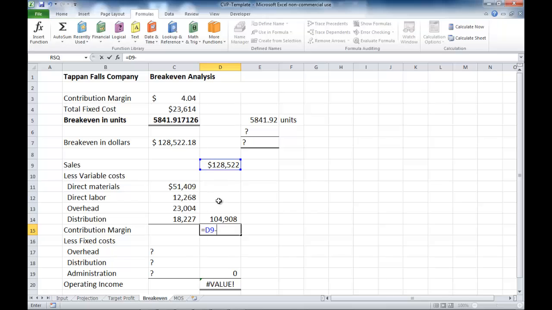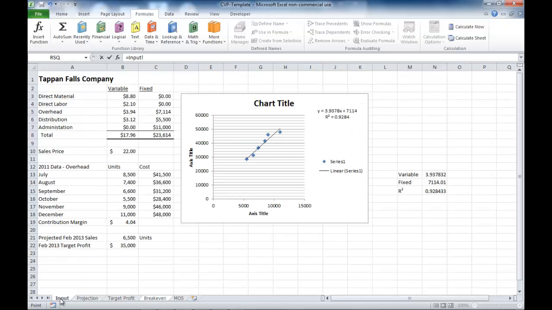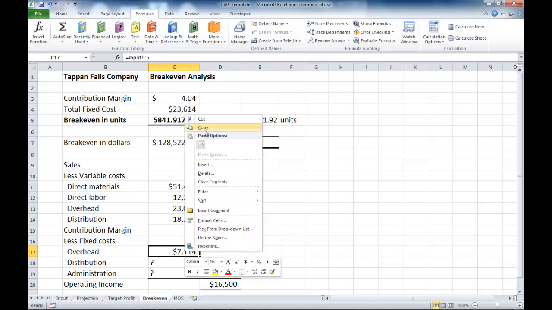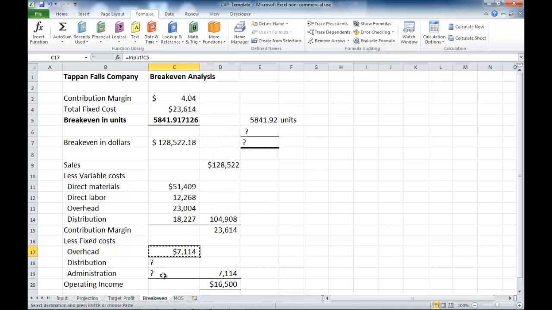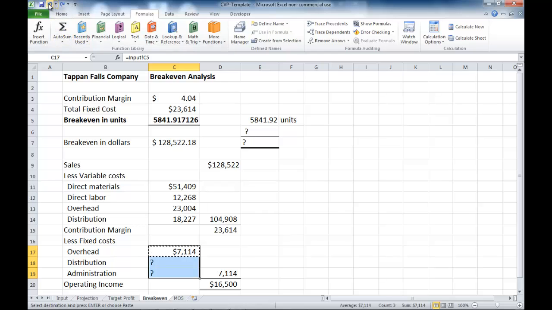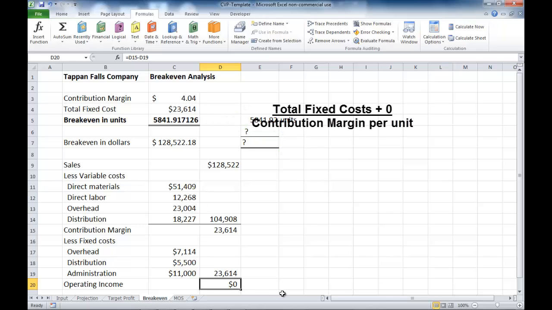I'll take my sales revenue minus the $104,908 in total variable cost, and I get a contribution margin of $23,614. So let's calculate our fixed cost. We'll go in and grab that fixed overhead again, and I'm going to copy that just like I did with target profit analysis. Paste it. And look, operating income is 0 at our 5,841 level of units sold. And our formula: total fixed cost plus 0, which is operating income at break even, divided by contribution margin.